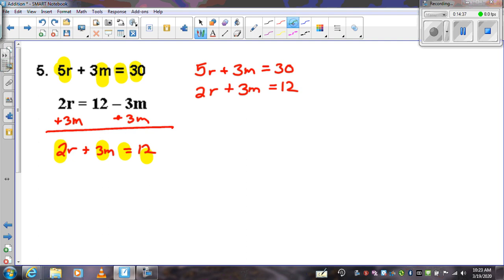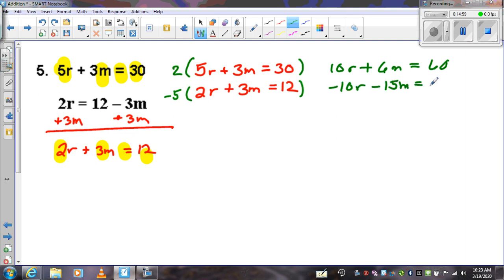And if I wanted to get rid of the r's, I would multiply the top, say, by 2, because that would give me a 10r plus 6m equals 60. And if I multiply the top by 2, I would have to multiply the bottom by negative 5, because negative 5 times 2 would give me negative 10r. Okay, but that is not the easiest way to do this problem. But I want you to know that that is a possibility. We can do it that way.